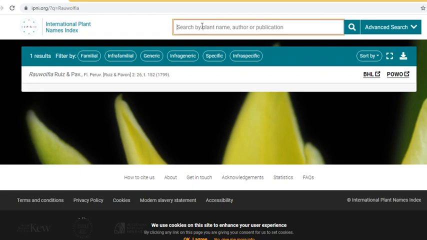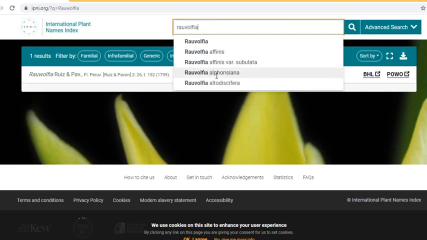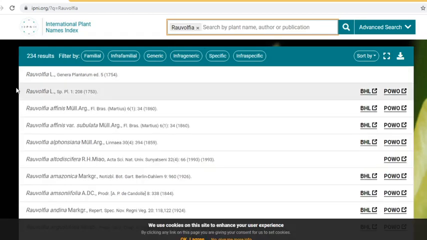Now let us see the other one, Rauvolfia. This one is there. Okay, let us see. Rauvolfia in Genera Plantarum in 1754, Rauvolfia in Species Plantarum in 1753. So this gets the priority over all other generic names of Rauvolfia. So this must be considered as the correct name, not the other spelling.